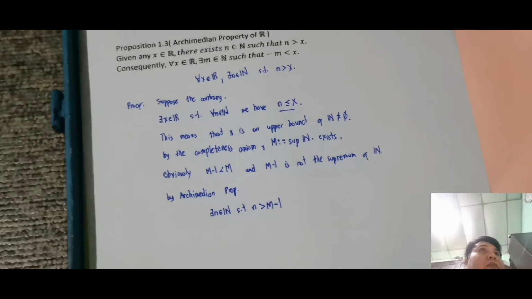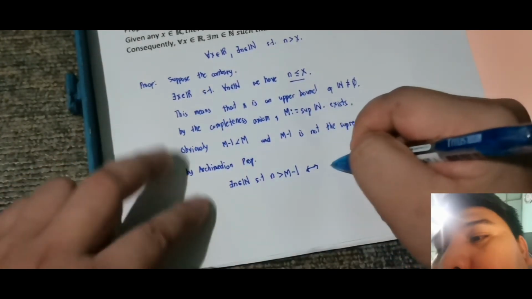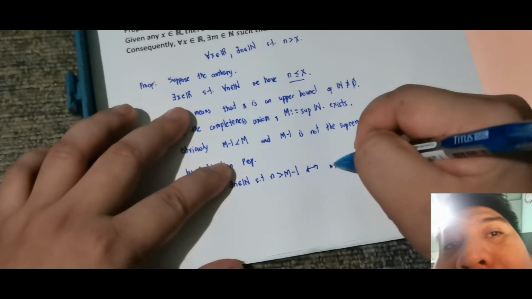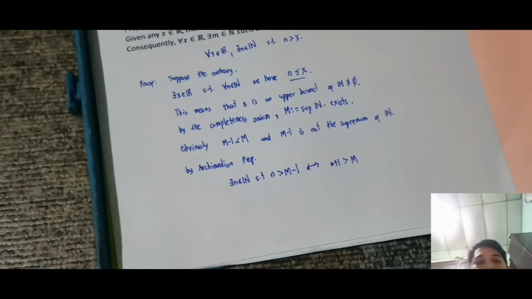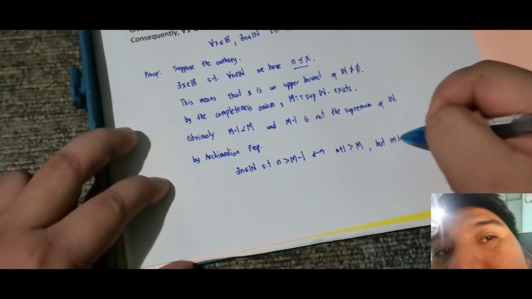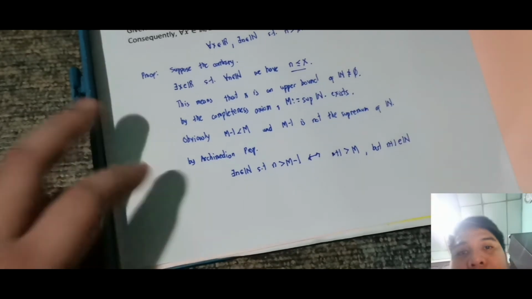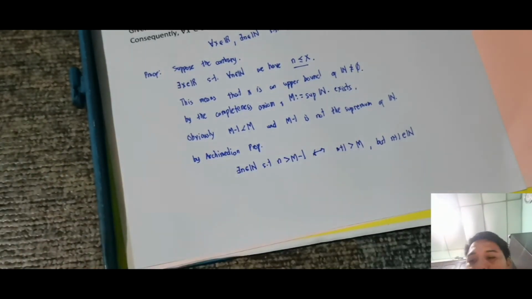It is just a real number. So now, by the Archimedean property, I set an n, there exists n, an element of the natural numbers, such that n is greater than M minus 1, which is if and only if n plus 1 is greater than M. I just transposed the 1. Now ask, but n plus 1 is an element of the natural numbers. Why? If n is an element of the natural numbers, then n plus 1 is an element of the natural numbers.